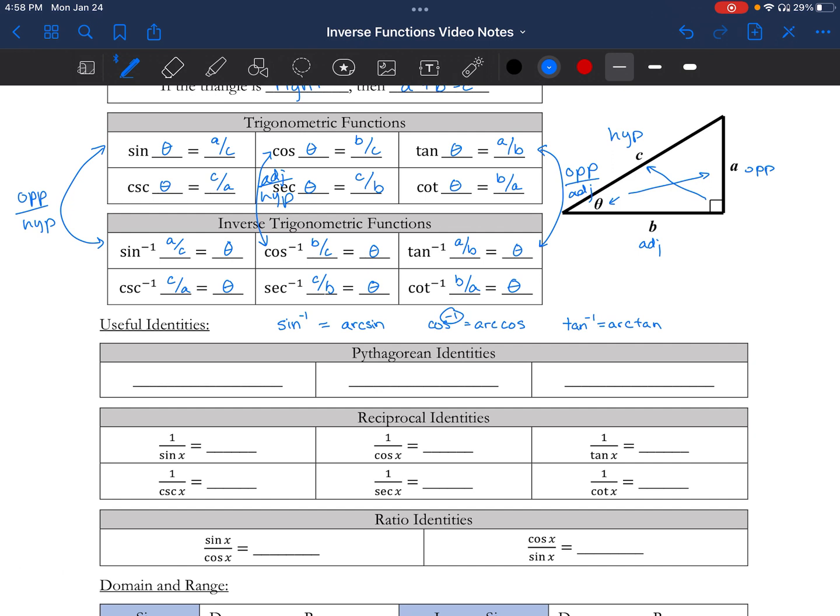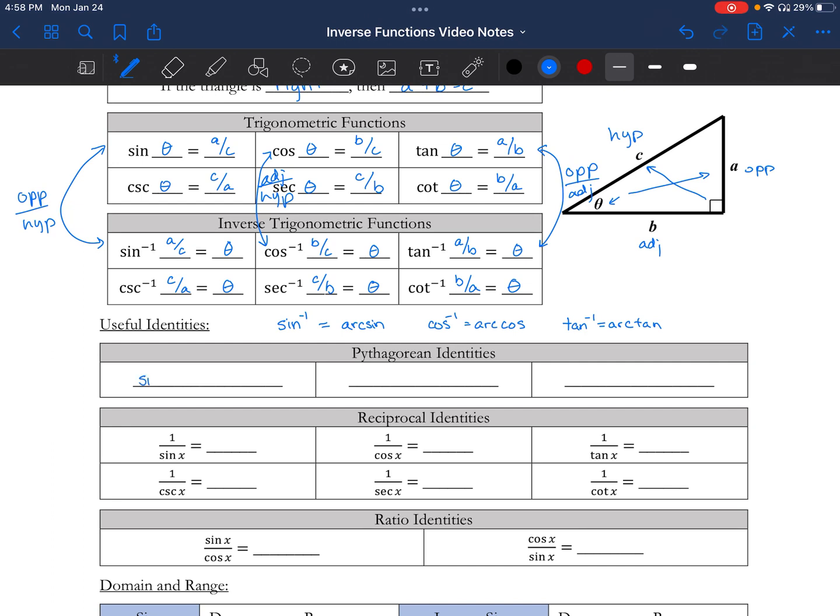Remember, this is not actually an exponent in this case. It's referring to an inverse. I just wanted to make sure I made that clear. Pythagorean identities. So there are trig identities that are important related to the Pythagorean identity. If you want me to go into where these actually come from, I'll be happy to do that in a different video. But I'll list all three of them down real quick.